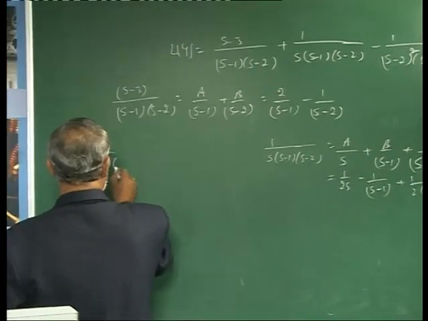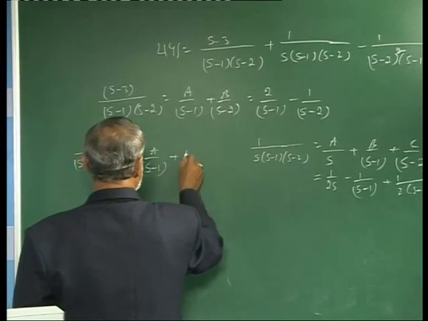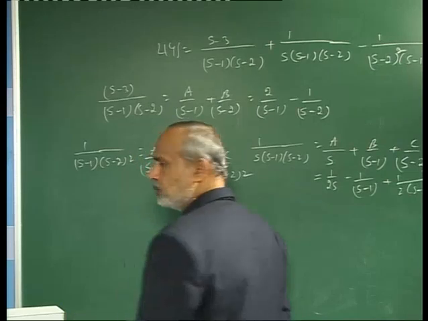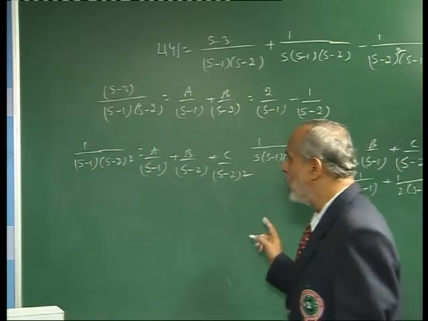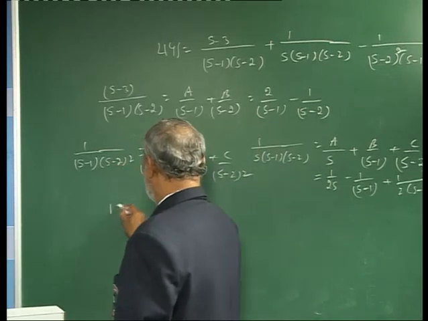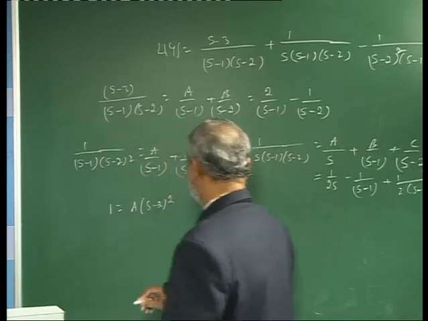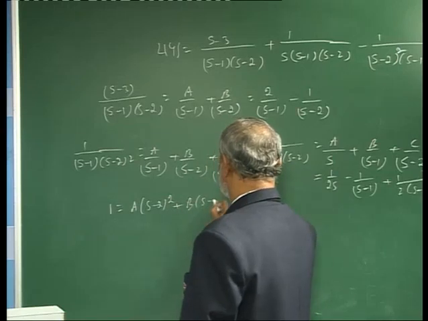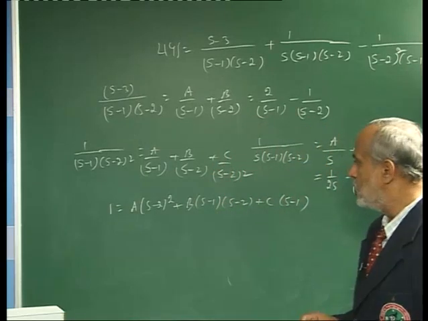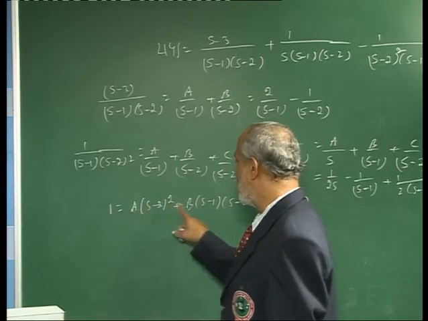1 divided by (s minus 1) into (s minus 2) whole square equals a divided by (s minus 1) plus b divided by (s minus 2) plus c divided by (s minus 2) whole square. So, now multiplying throughout the equation by (s minus 1) into (s minus 2) whole square, then what you get here? The LHS is 1, and the right side is a into (s minus 2) whole square plus b into (s minus 1) into (s minus 2) plus c into (s minus 1). So, now you can put s is equal to 1, s is equal to 2 and s equal to 0, you get the values of a, b, c.